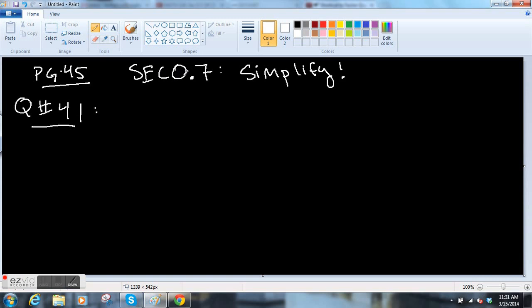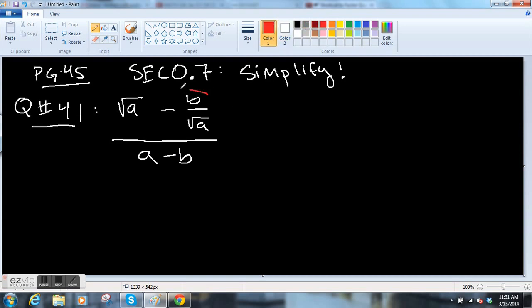Okay guys, we're wrapping up section 0.7 and wrapping up chapter 0. This is question number 41 and the problem says simplify on page 45. Well, what's to simplify? This is square root of a minus b divided by square root of a, all over a minus b. So this is not as simple as it could be.